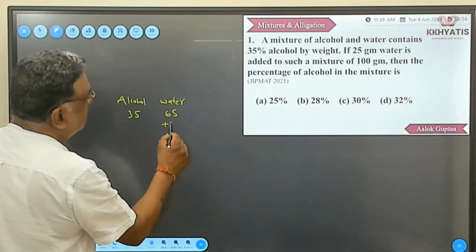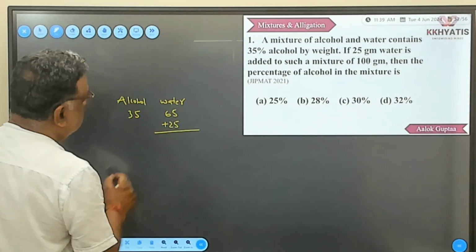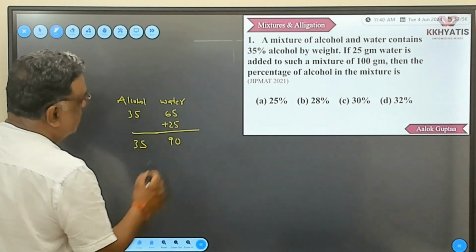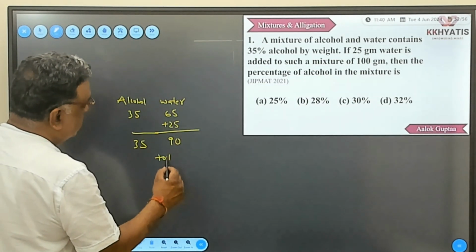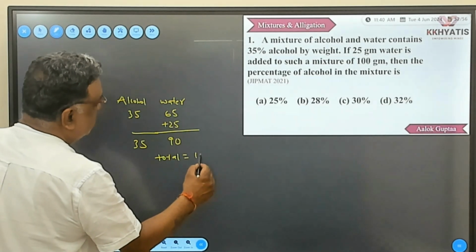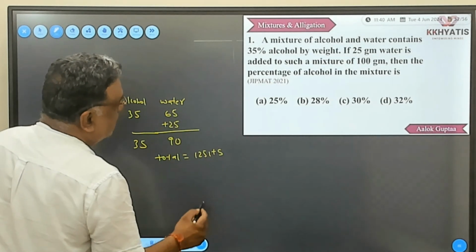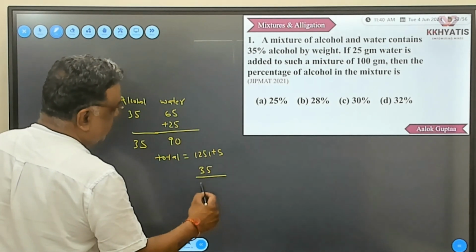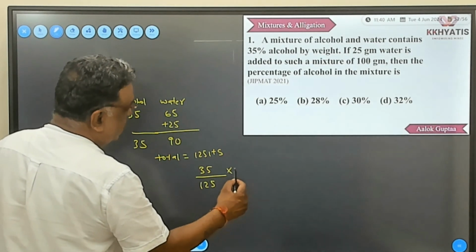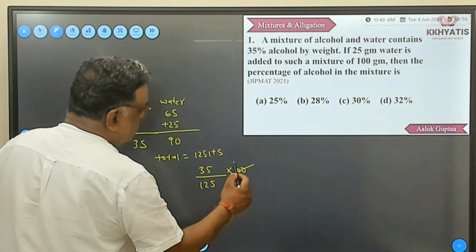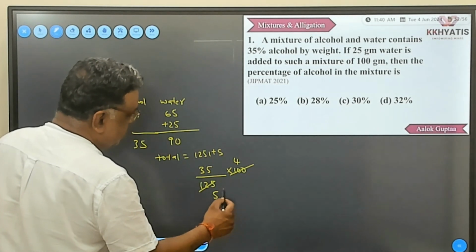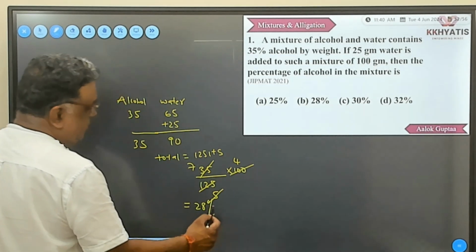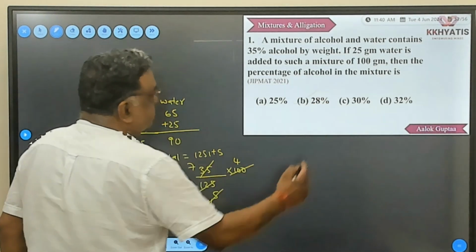I'm adding 25 grams of water, which means 35 alcohol and 90 water. So the total mixture is now 125 grams. I want to find out the percentage of alcohol. So 35 upon total into 100. 25 fours are 100, 25 fives are 125. So 28% of alcohol must be there in the mixture now.